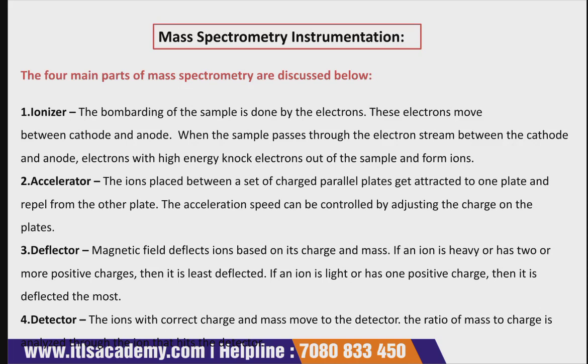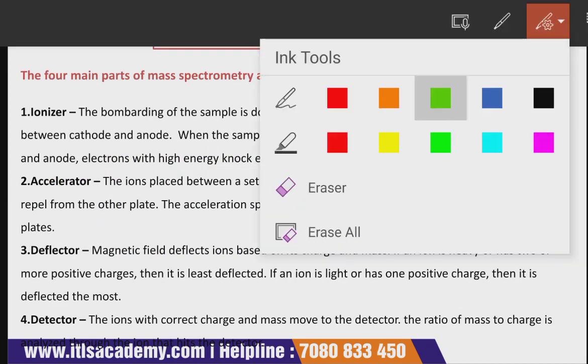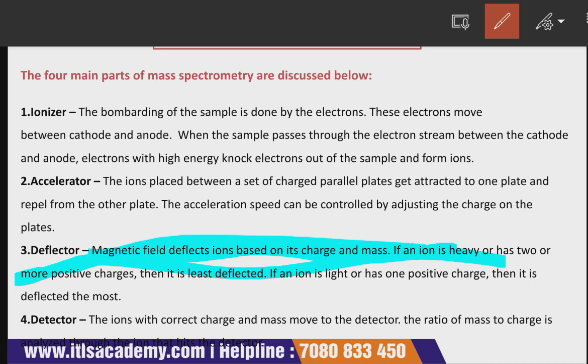Now comes the deflector. The magnetic field deflects the ion based on its charge and mass. If an ion is heavy or has 2 or more positive charges, then it is least deflected. This is a very important line, students, that the magnetic field is used to deflect the ion. So how does it deflect the ion? Based on their charge and mass. If the ion is heavy, meaning its molecular weight is more, or if an ion has 2 or more positive charges, then it is least deflected.